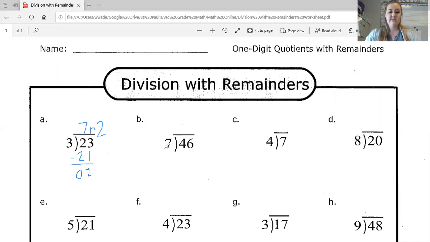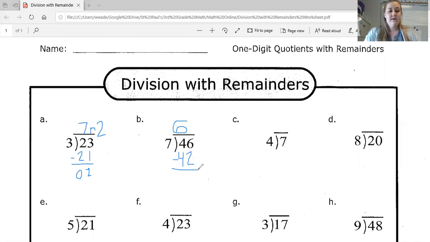Okay, well, I can't do the 7 into the 4, so now I'm gonna have to do by 46. Let's count by 7s. 7, 14, 21, 28, 35, 42. I can't go further. If I go further, I'm gonna be too high. So I'm at 6. So I'm gonna put my 6 up here. Now I need to divide, then multiply these so I can figure out my remainder. 6 times 7 gives me 42. I just figured that out as I counted.